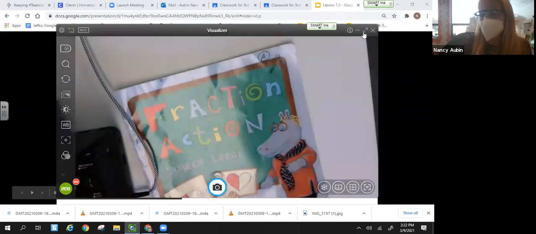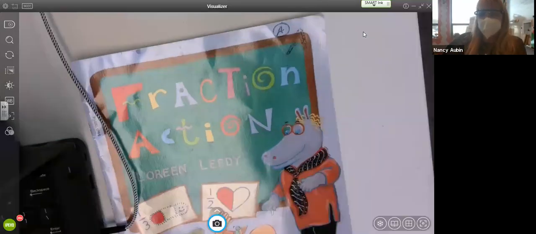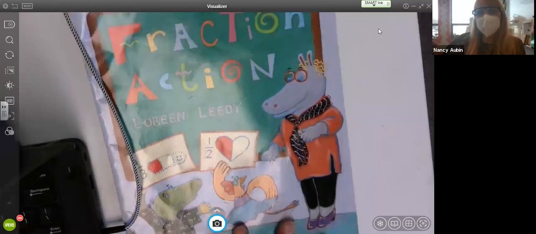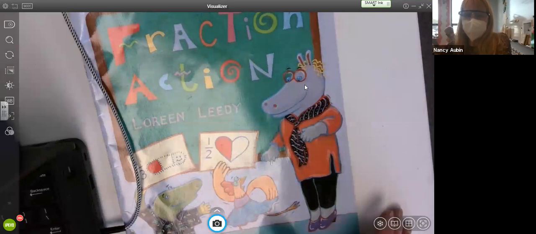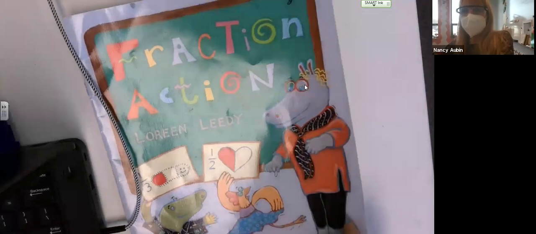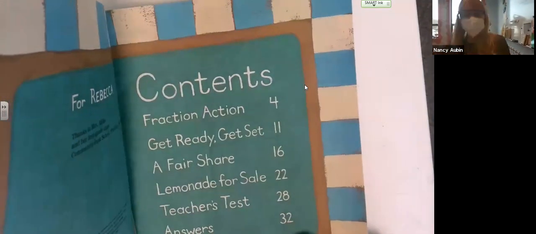So make sure I have whole body listening. Some of you have your highlighters out, your pencils out. I want to see your hands so I know I've got your whole body listening, okay? Thank you. I know this is important, so I want you to be listening. This is a book called Fraction Action by Laureen Leedy. And this has got to be an old book. It was published in 1994.